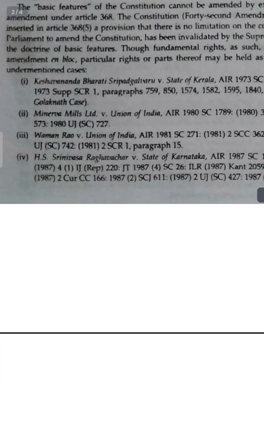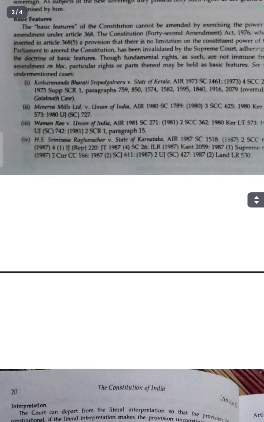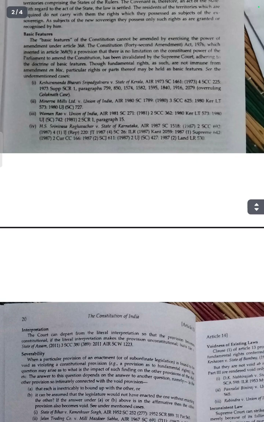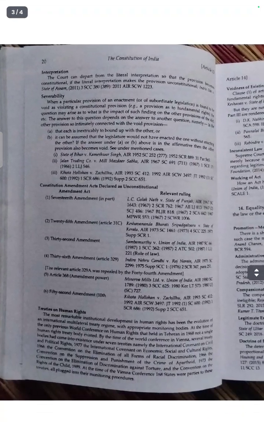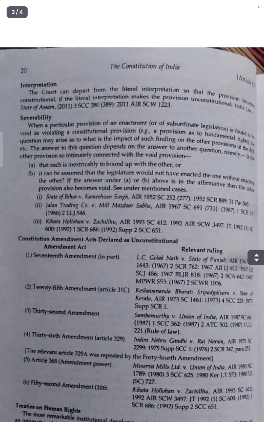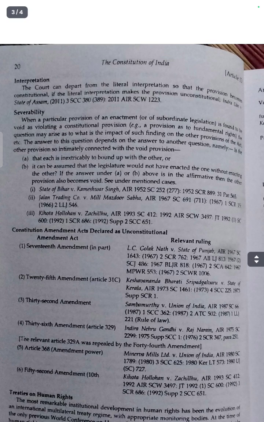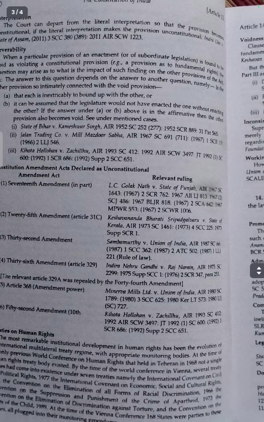Keshavananda Bharati versus State of Kerala, Minerva Mills Limited versus Union of India, Waman Rao versus Union of India, and H.S. Srinivasa Raghavachar versus State of Kerala. The court departed from the literal interpretation, which would make the provision unconstitutional. Indra Sawhney versus Union of India.